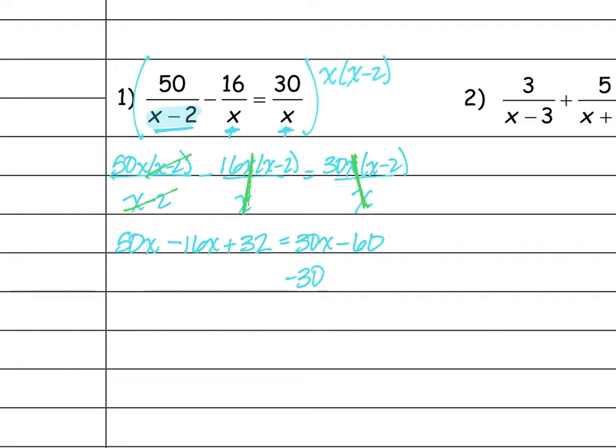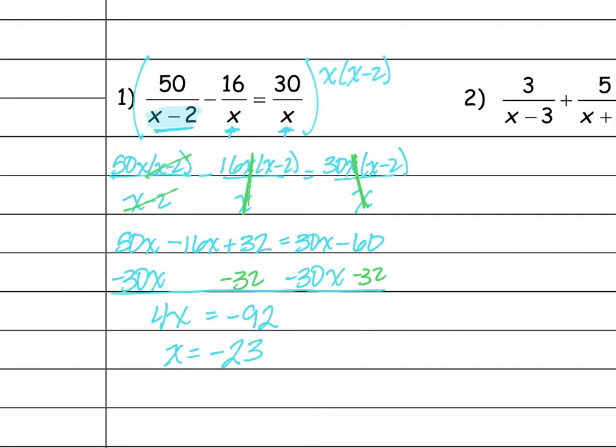So I'm going to subtract 30x and subtract 30x. And then I'm going to subtract 32. Okay, so what do I get left on this side? So that would be 20x minus 16 is 4x. I have 4 x's left. It's going to equal negative 92. I got to get out my calculator for this one. 92 divided by 4. Okay, x is going to equal negative 23.